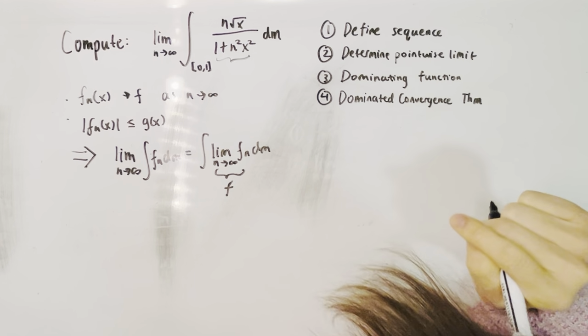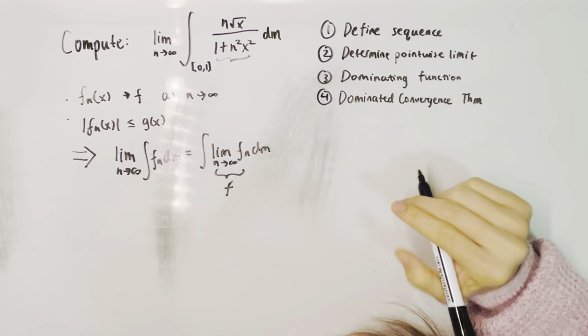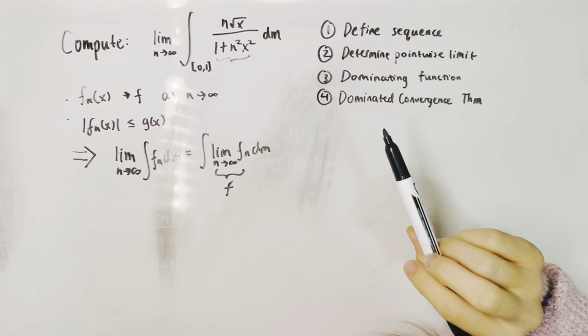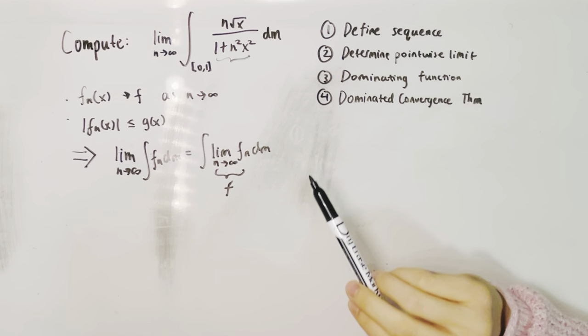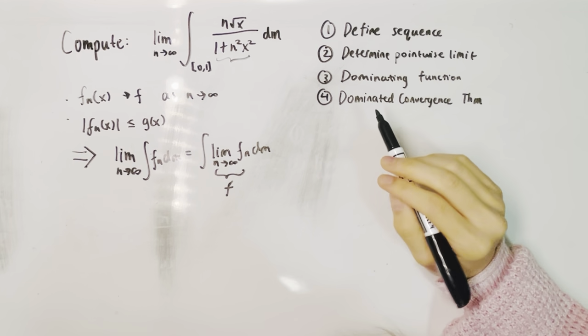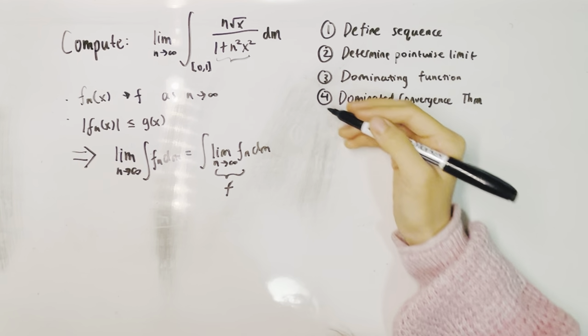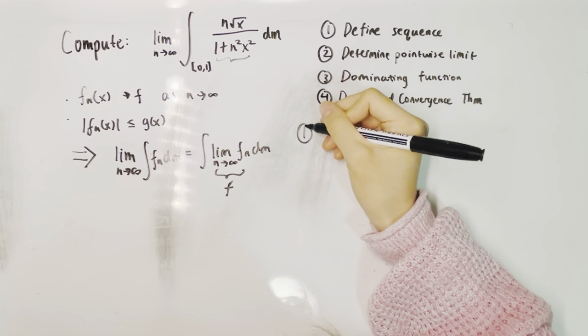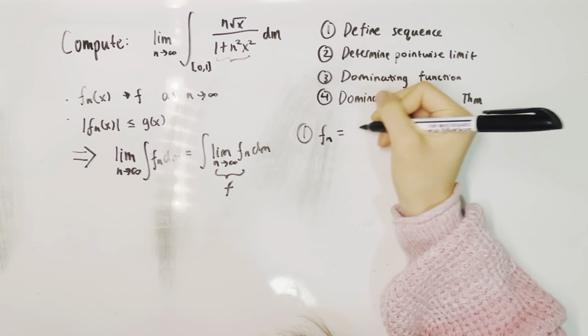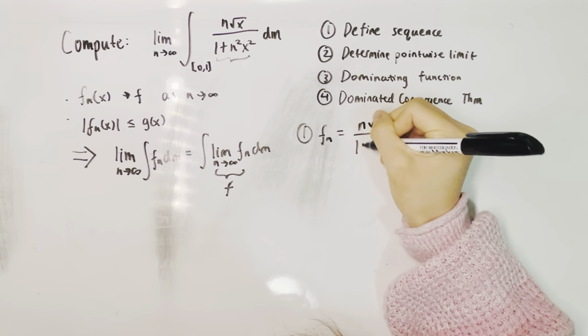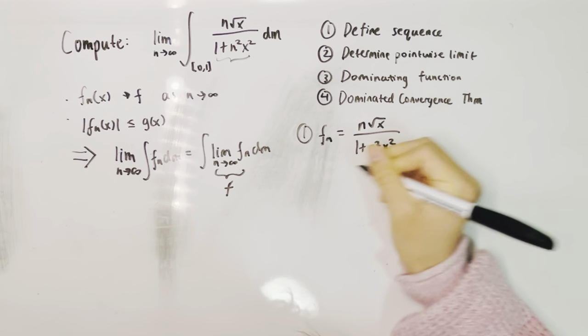I just want to make a note that we cannot apply the uniform convergence theorem because this function is not uniformly convergent. Moreover, let's follow these steps. Step one, first define the sequence. Clearly, our f_n is equal to n square root x over 1 plus n squared x squared.